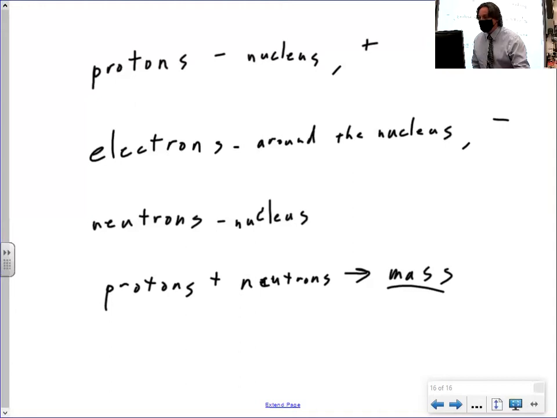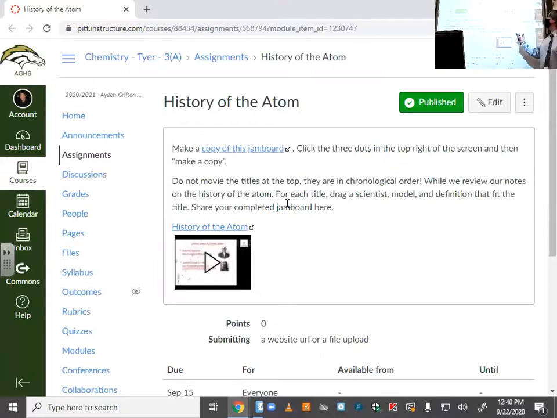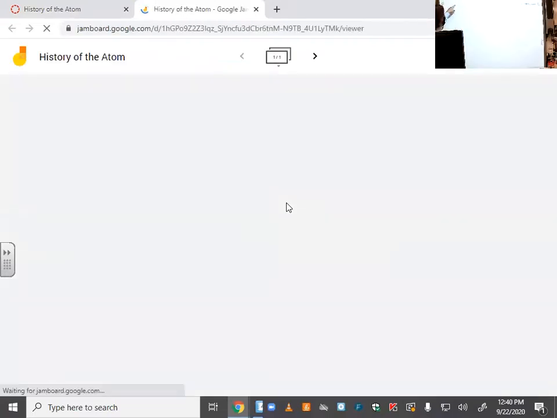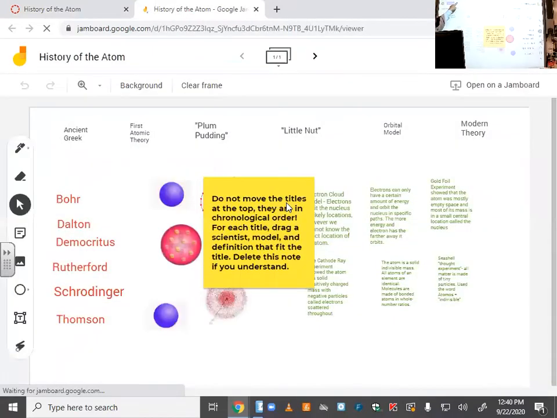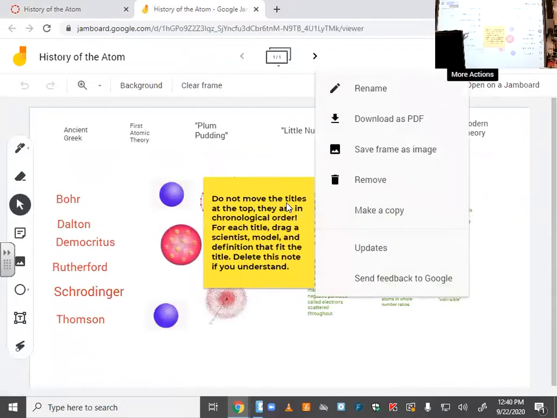If you haven't done the Jamboard activity, I strongly suggest that you do it. It's pretty straightforward. All you have to do is watch the video. And I think the video is actually linked. Yep. The video is linked. So hit your module, go to this module. It's like last week's module. The assignment's called History of the Atom. And if you click, make a copy of this Jamboard, and bring up right here, these three dots in the right corner, make a copy for yourself.